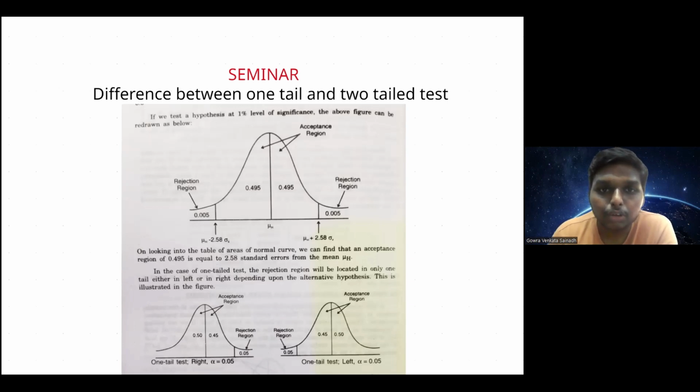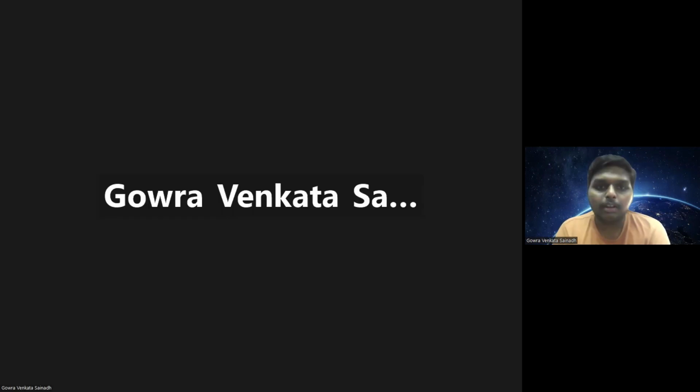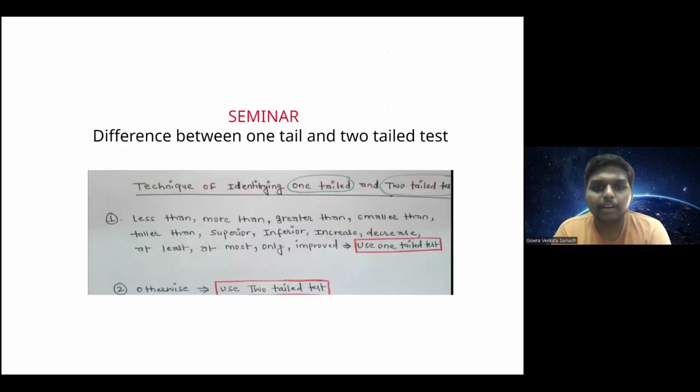Now let's see how to identify whether a problem is one-tail or two-tail. Let's see the technique of identifying one-tail and two-tail tests. Firstly, for a one-tail test, we can have keywords like less than, more than, greater than, smaller than, taller than, superior, inferior, increase, decrease, at least, at most, only improved. But when you use a two-tail test, you have no specific keywords.